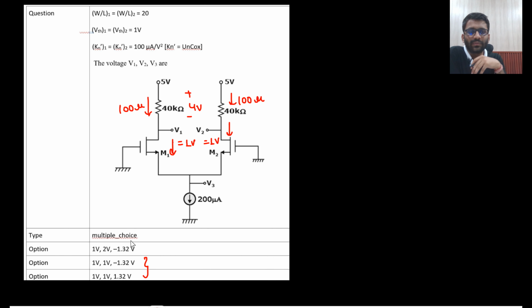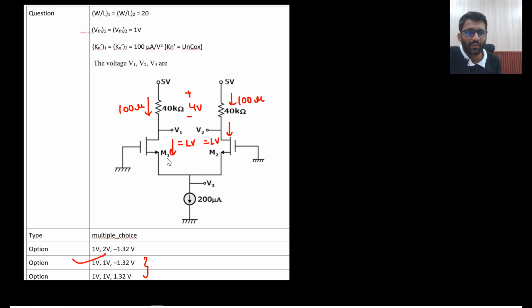No. Why so? Because I know the transistor will be on, and if the transistor is on and the gate is at 0 potential, that means the source will be at negative potential, no? So V3 will be negative, that's it. Are you getting this point? In the examination, how would you solve it quickly? 1 volt, I know only two options are left. One is saying minus 1.32, one is saying plus 1.32.